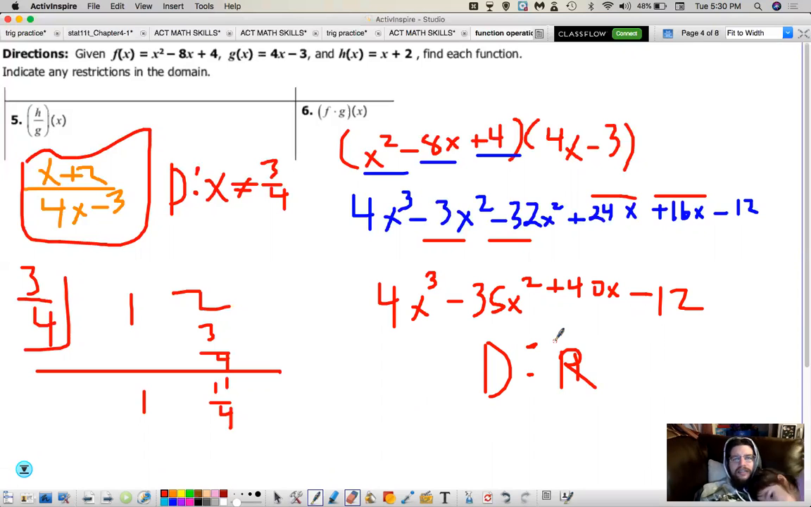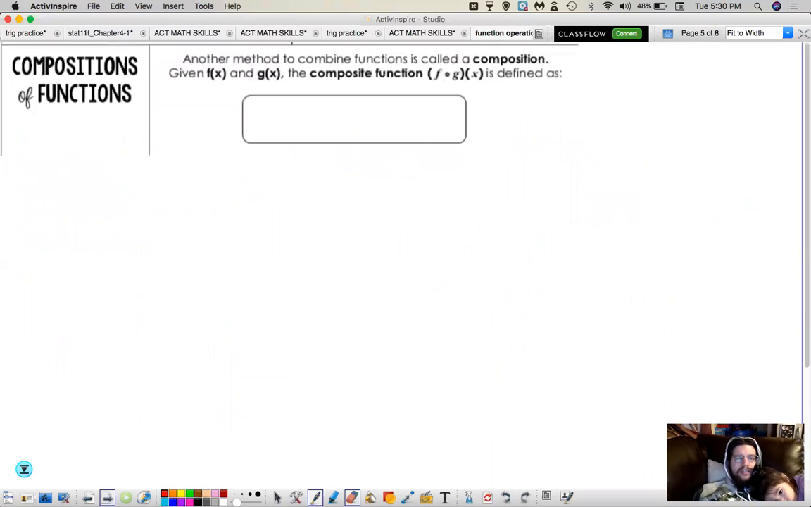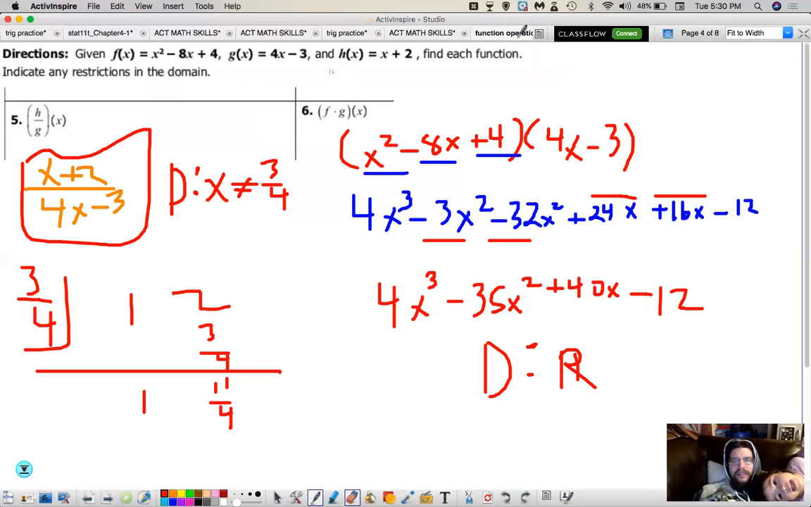All right, guys, that's it for operations. Next up is composition. I'll get there in a little bit.